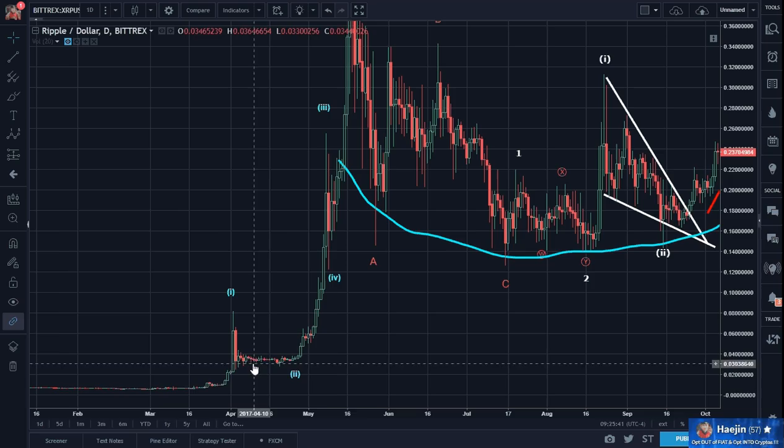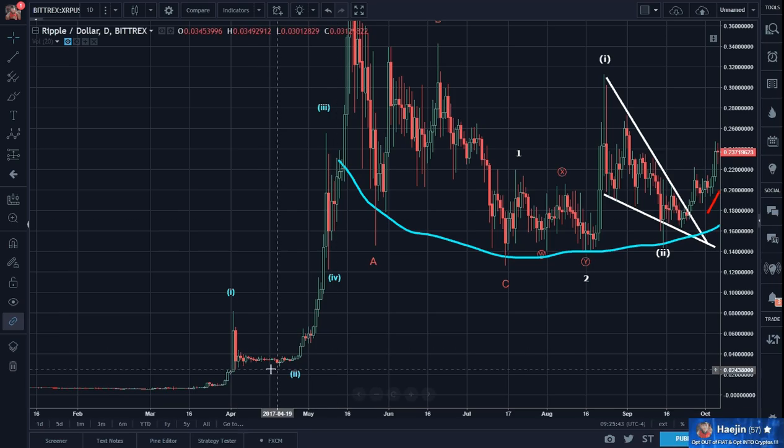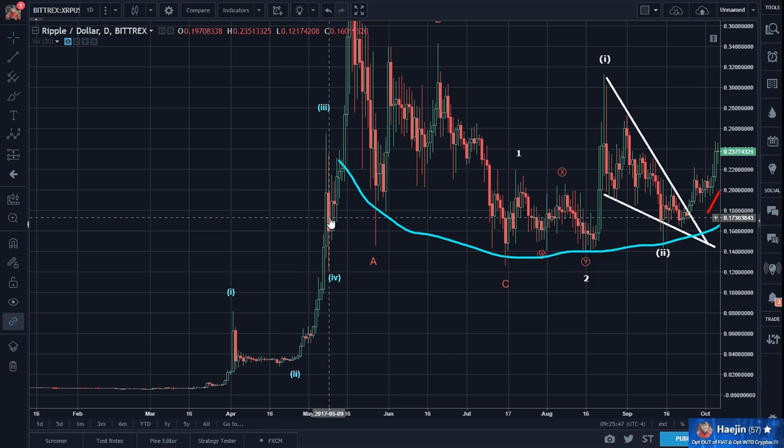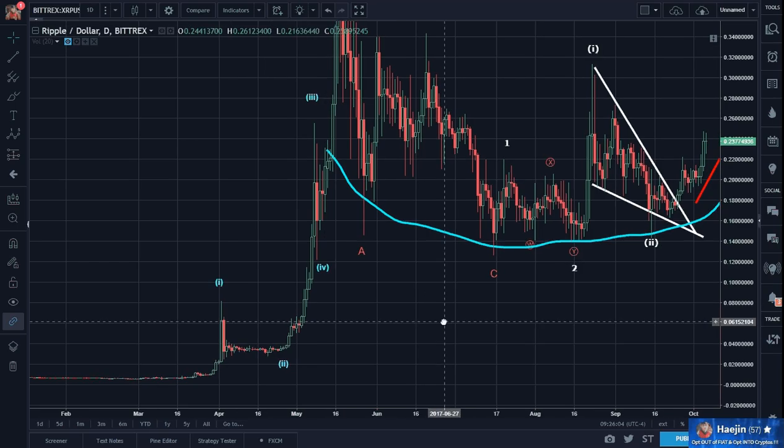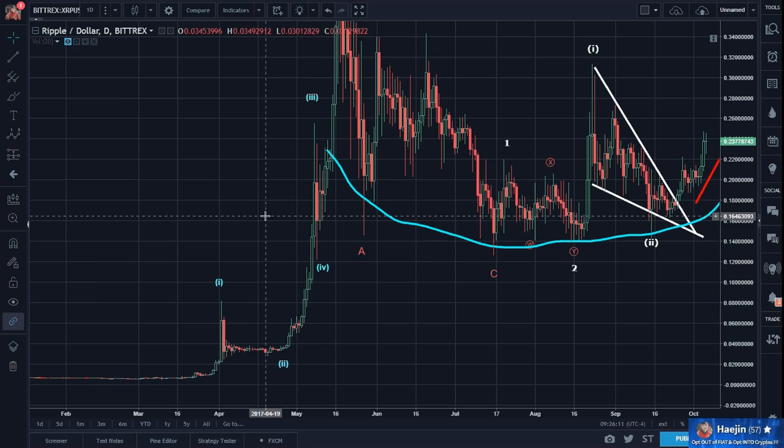So between 2 and 4 is an alternation. If 2 is complex, 4 will usually, 63% of the time, be simple. If 2 was very simple, 4 63% of the time will be complex. Now, the other rule of wave 4 is the bottom of 4 cannot overlap with the peak of 1. No problem. Check.